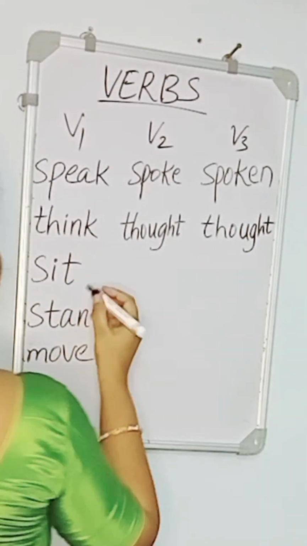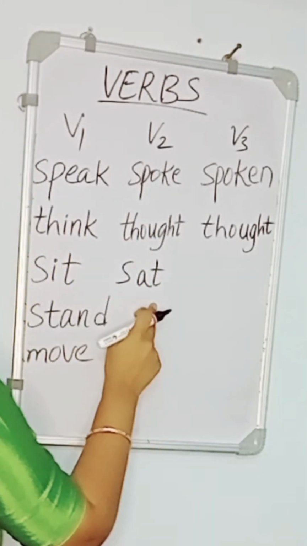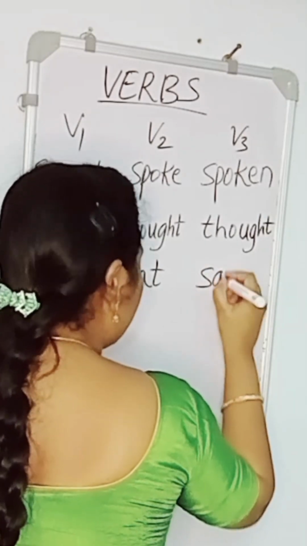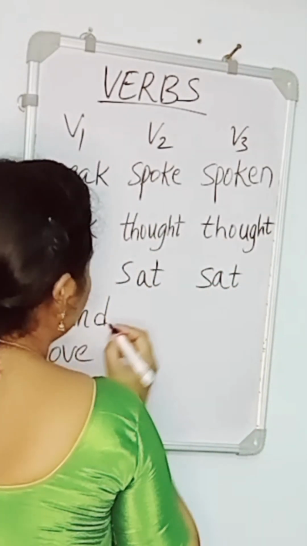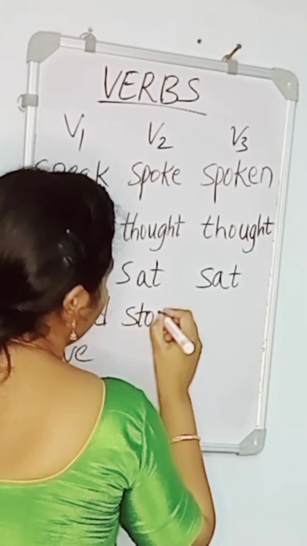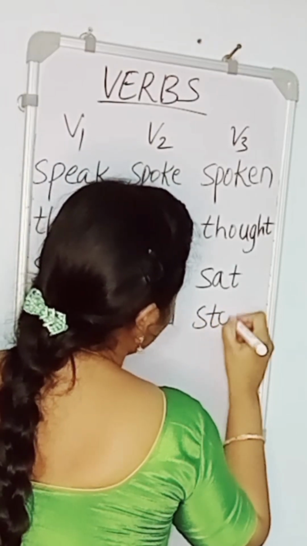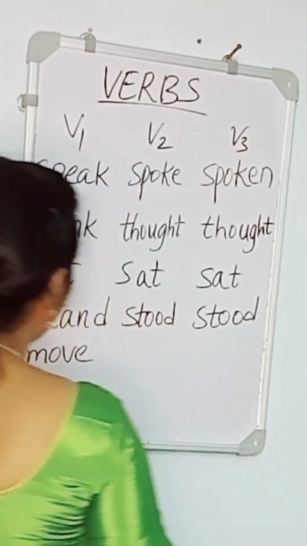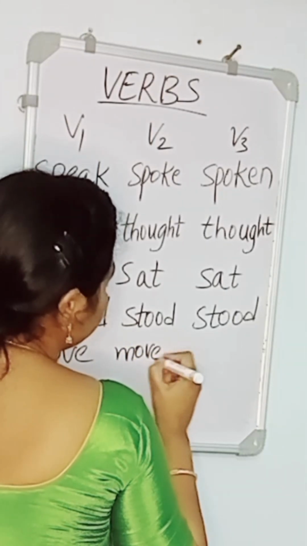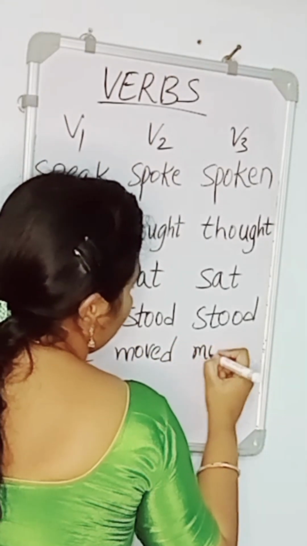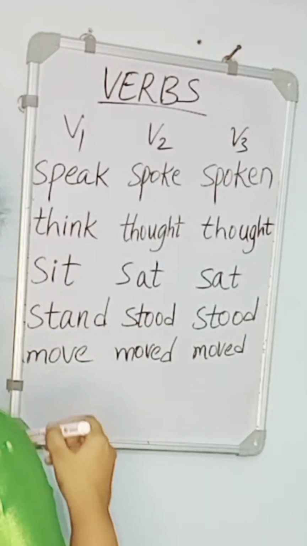Okay. Sat. Sit, sat, sat. Both are same. Stand. Stood. What is that? Stood. And V3 also same. Stood. Okay. Next, move. Moved. Just we have to add D. Moved. Okay. So these are the 5 verbs.